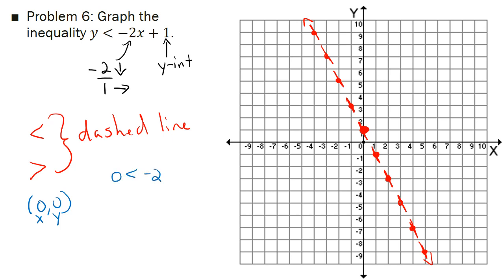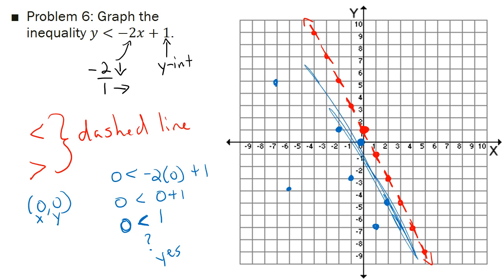I'm going to go ahead and plug it in. 0 is less than -2 times 0 plus 1. -2 times 0 is 0. 0 plus 1 is 1. So now the question is, is 0 less than 1? Yes. That means the point right here was a solution. That means this point's a solution, this point's a solution, and so on. Everything to the left of that dashed line is a solution.